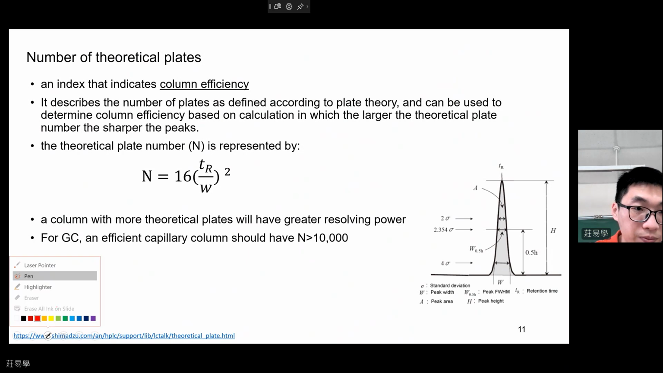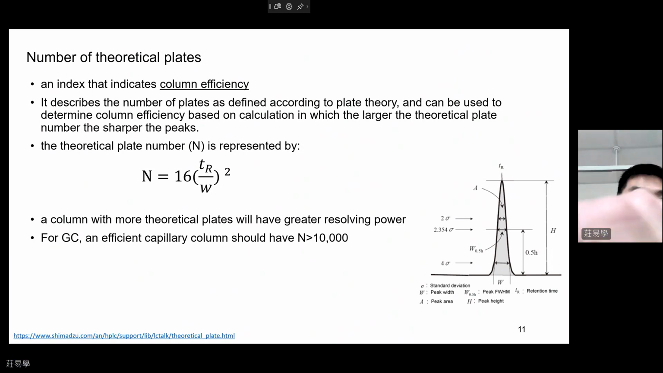Again, so N represents the column efficiency. But what is column efficiency?